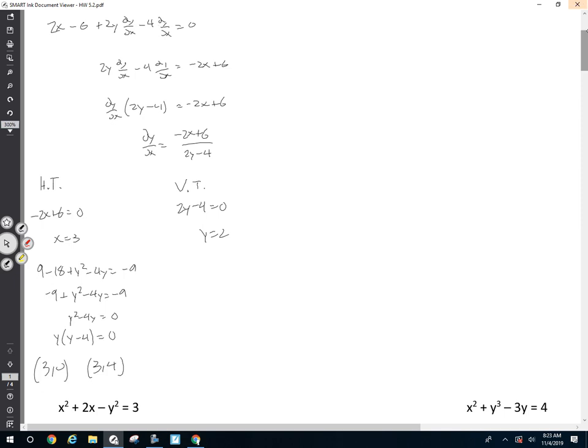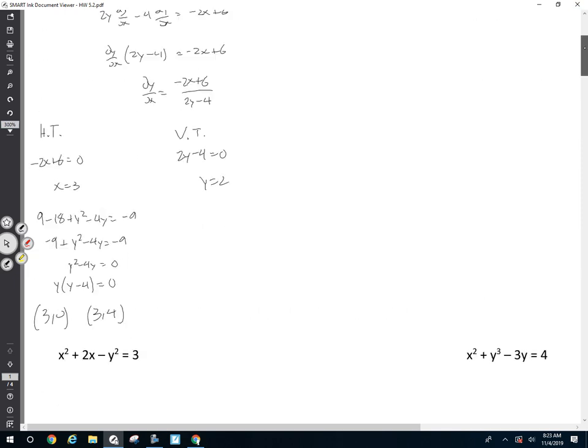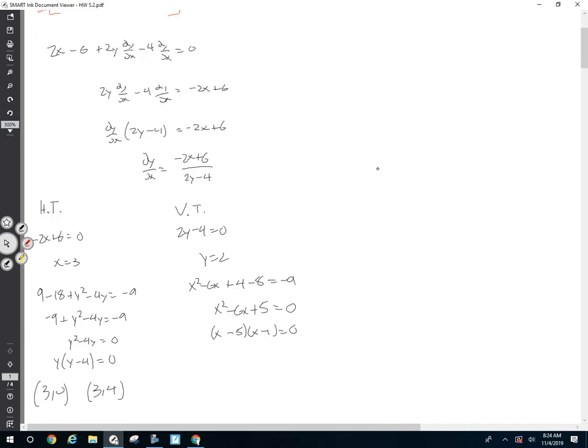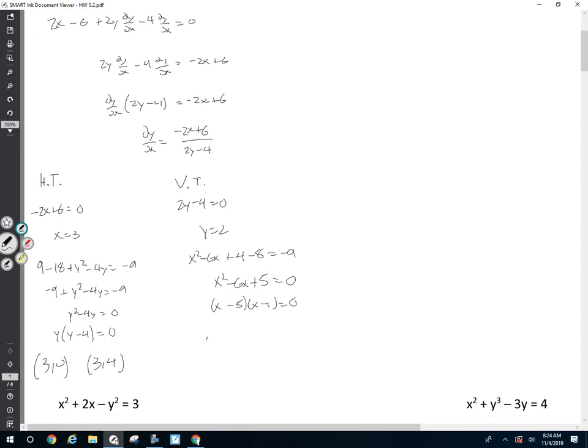Vertical tangents, plug in the y. And I get x squared minus 6x plus 4 minus 8 equals negative 9. X squared minus 6x. That's going to be negative 4. I'm going to add the 9 to the negative 4 to get 5. Yep. Factor that. X minus 5, x minus 1. And I get x equals 5 and 1. So 5, 2, 1, 2.